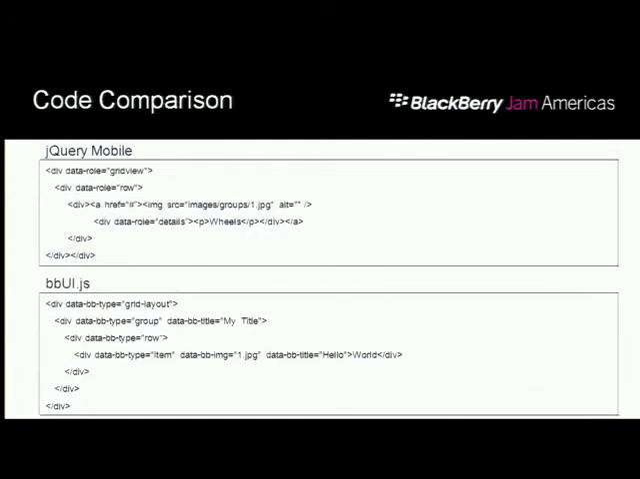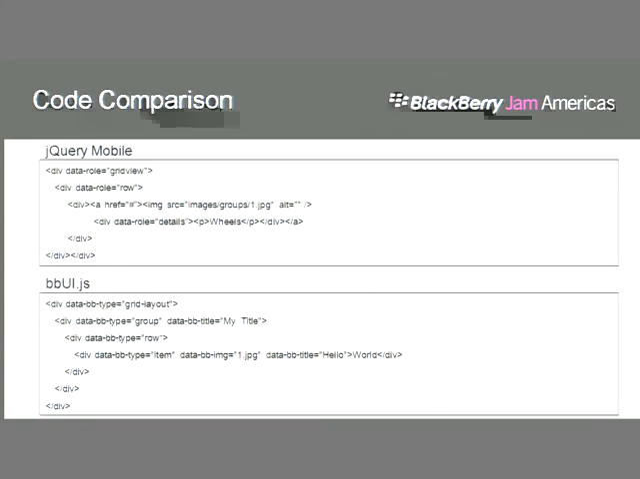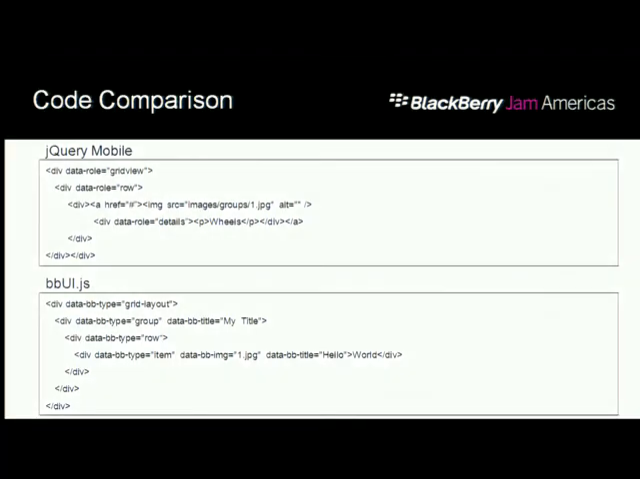And it's the exact same thing in BBUI. We're just talking about different things. We call it a grid layout, and it's specified with groups and rows. You'll see so many similarities as we move through BBUI and jQuery Mobile. They share a lot of things in common.